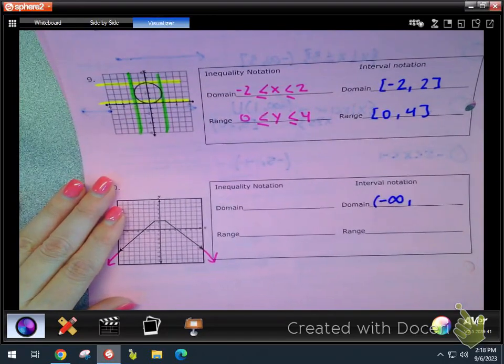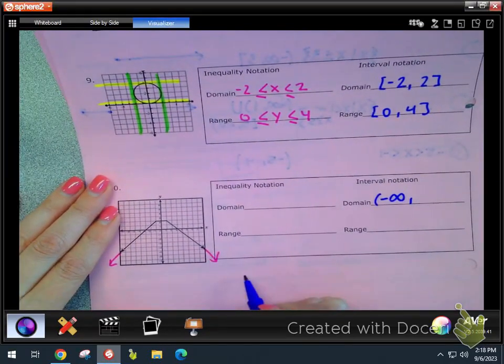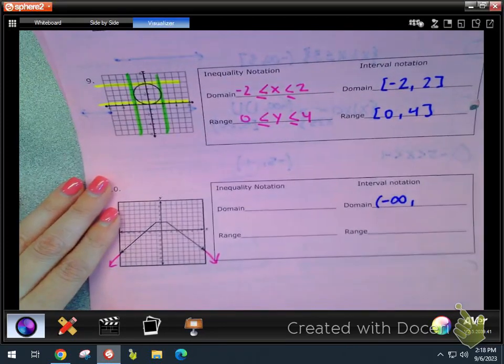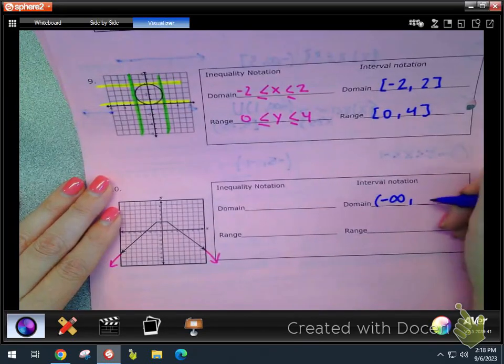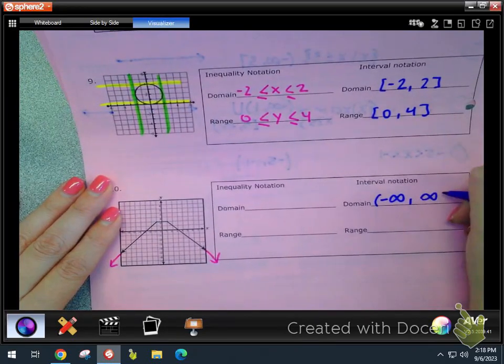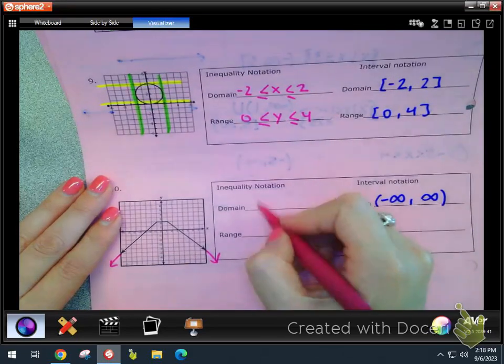Okay? Do I have a right boundary? No. It's going right forever. I don't care that it's pointing down. It's going right forever. Where is that going to? Positive infinity. Close it off. So what does that look like in inequality notation?